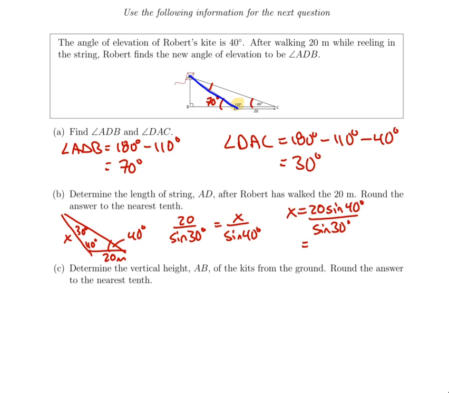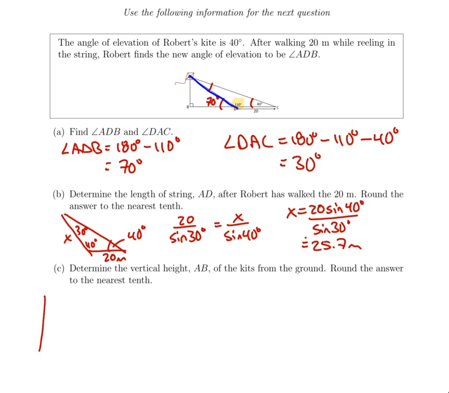Okay, so on my calculator, 20 times the sine of 40 divided by the sine of 30. And I get that this is roughly 25.7 meters. Now, I'm going to leave that number in my calculator because I suspect I'm going to need it in just a moment. Because the next question says, determine the vertical height AB of the kite from the ground.